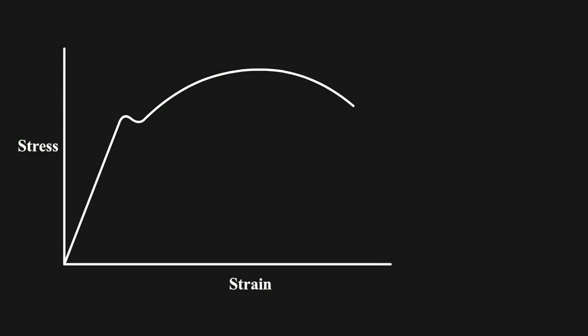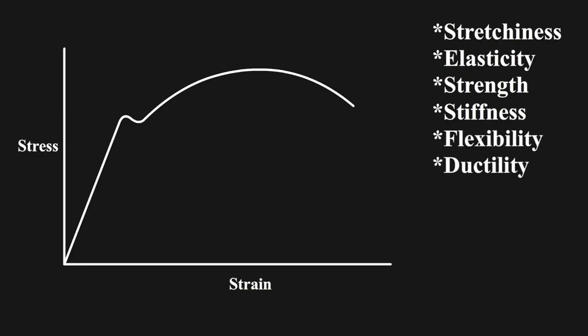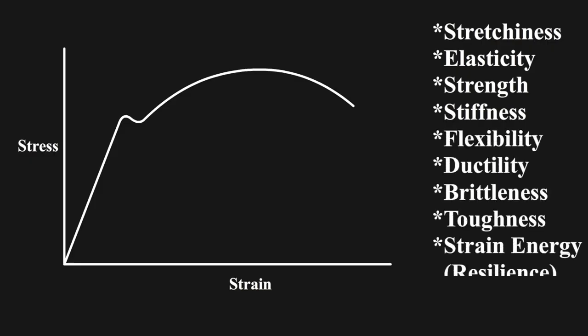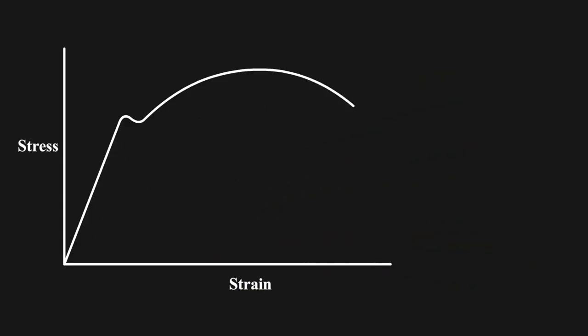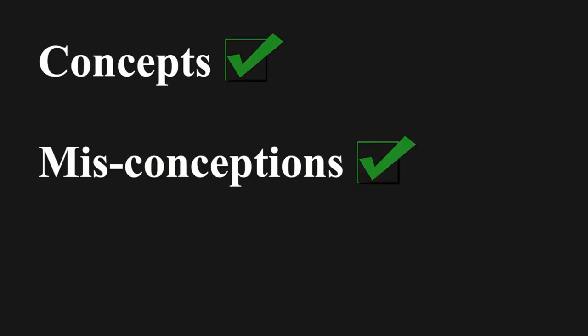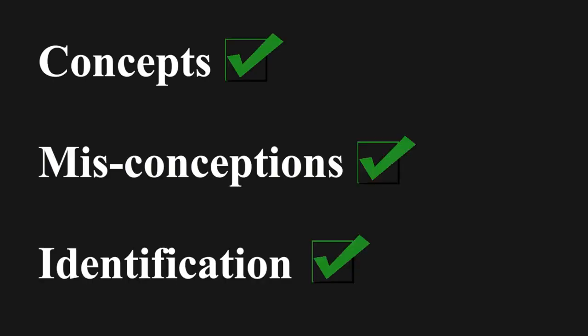A stress-strain curve can tell stretchiness, elasticity, strength, stiffness, flexibility, ductility, brittleness, toughness, and strain energy, also called resilience, of a material. This simple curve tells it all, but we don't know how to read it. I will tell you how to do so. We have been told a lot of wrong information about materials for years, and we have accepted it as truth. This video will clear all the concepts and cover all misconceptions, and I will tell you how to identify material properties just by looking at its stress-strain curve. So, let's untangle in this video.